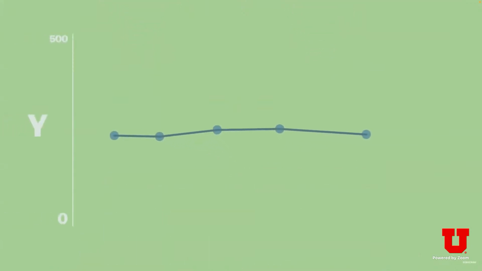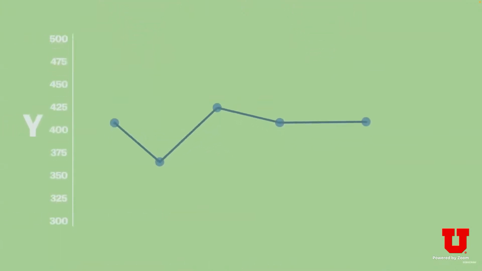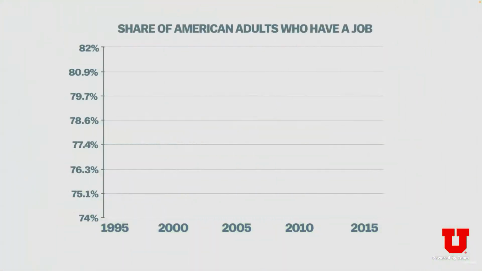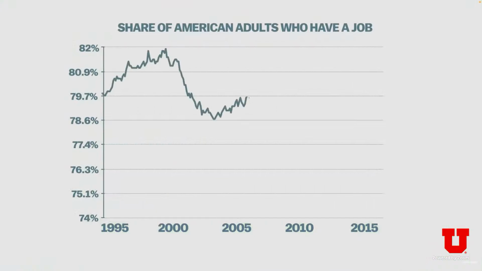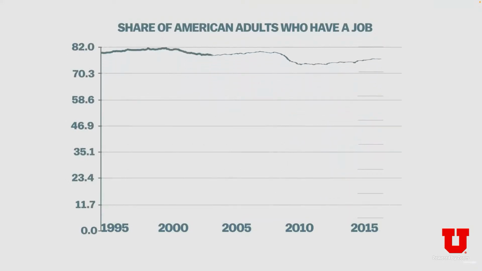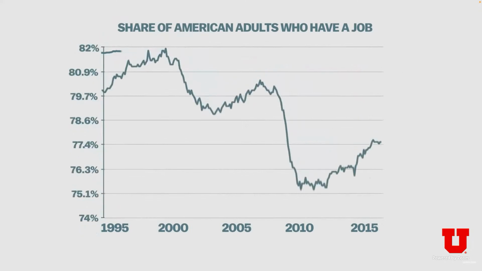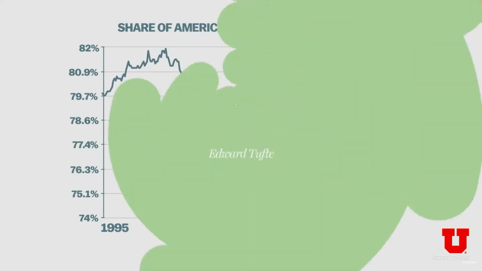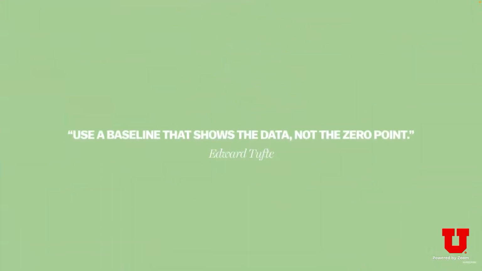Sometimes you need to fiddle with the y-axis to tell a story properly. So, for example, right now, the share of American adults who have a job has fallen to a generation-long low. It's a really big deal. But if you chart this data with the y-axis at 0, you can't see the change at all. Narrowing the range to dramatize what we're talking about isn't lying with statistics. It's emphasizing what's relevant. The way Edward Tufte puts it is you need to use a baseline that shows the data, not the 0 point.